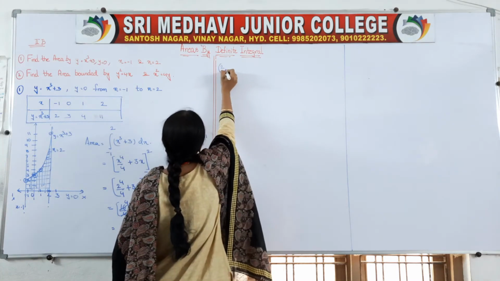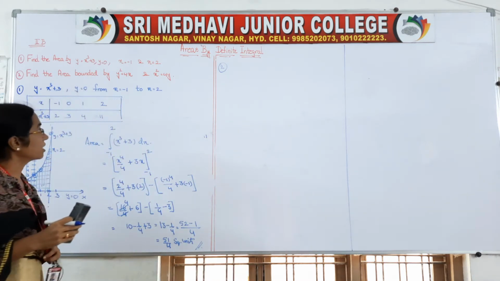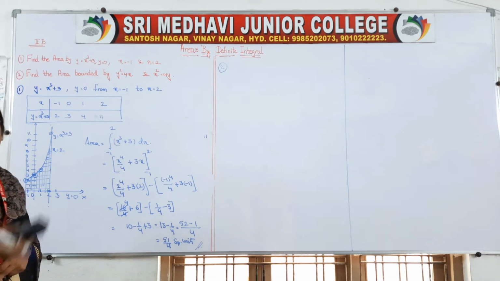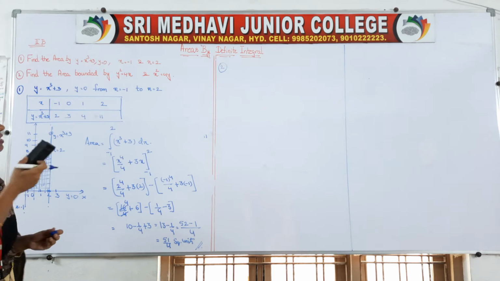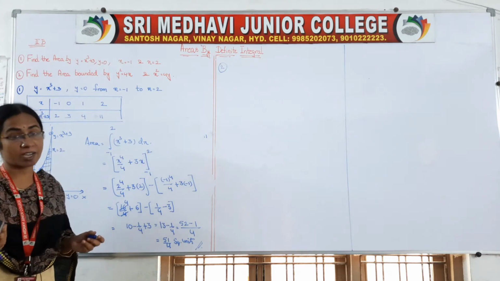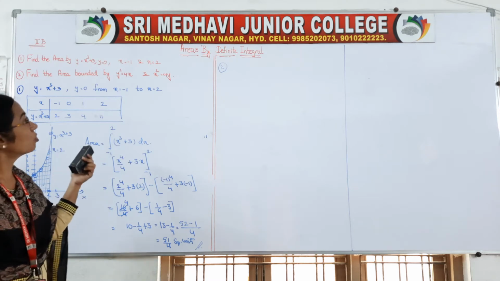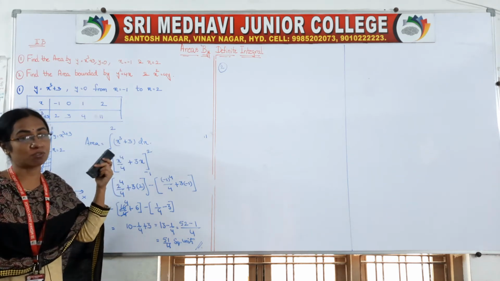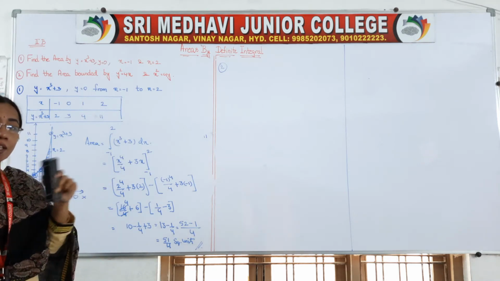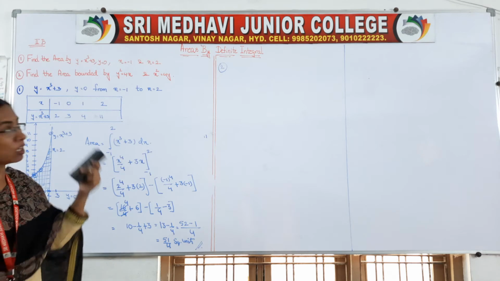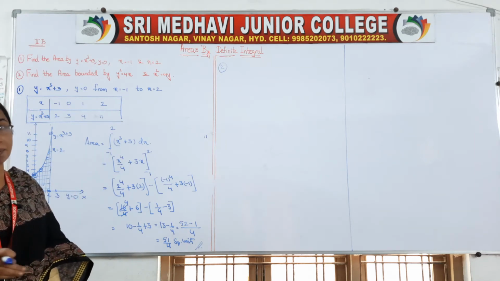So what is your second question? Find the area bounded by y square is equal to 4x and x square is equal to 4y. So they are of the form y square is equal to 4ax, x square is equal to 4by, our standard parabola equation forms. So we know how the shapes of those curves will be, so no need to take the table, but we need the limits to get our area. So we have to solve those two curve equations, and we will get our limits.